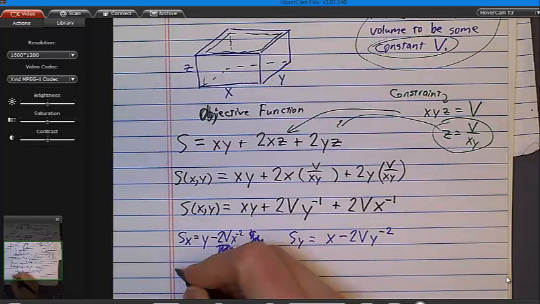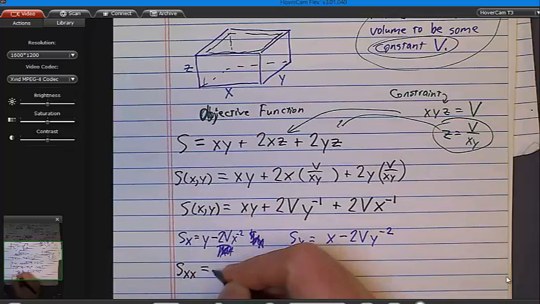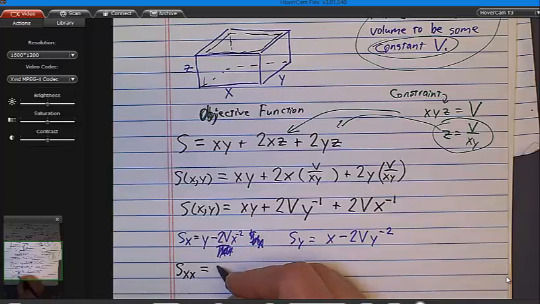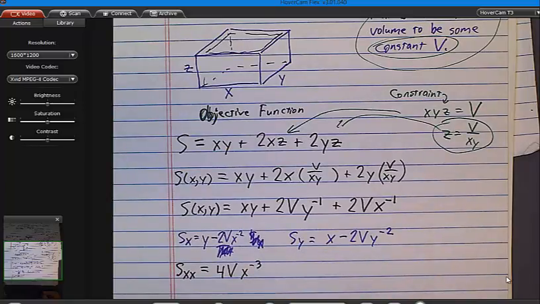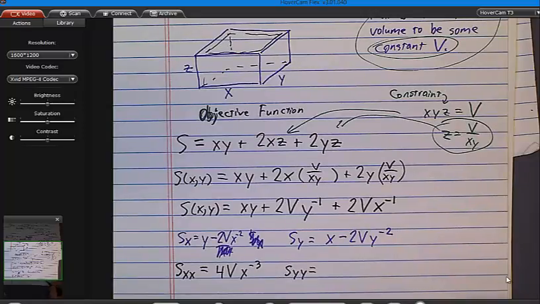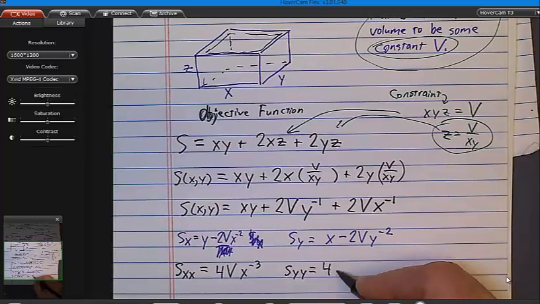Let me compute Sxx. So that would equal, well, 0 minus 2v and then times negative 2. So I'm going to get 4v x to the negative 3. Does that make sense to you guys? Okay. What's another partial I can compute? Well, Syy would be what? 4v y to the negative 3.